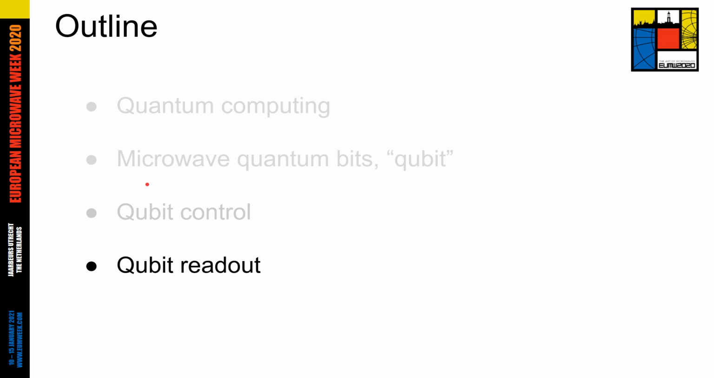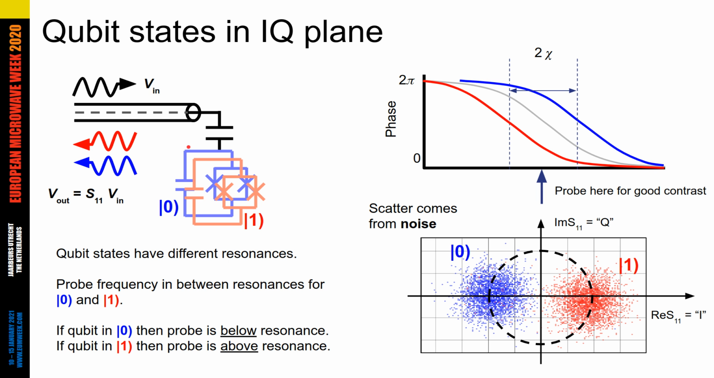Now that we've talked about qubit control, let's talk about qubit readout. In this slide, I'm giving an oversimplified picture of how qubit readout works, and then we'll add some detail in the subsequent slides. The basic idea is contained in the circuit diagram in the top left here. We have a transmission line capacitively coupled to the transmon qubit, and we send a probe signal V in the transmission line. It reflects off of the capacitor and the transmon and comes back with a phase shift.